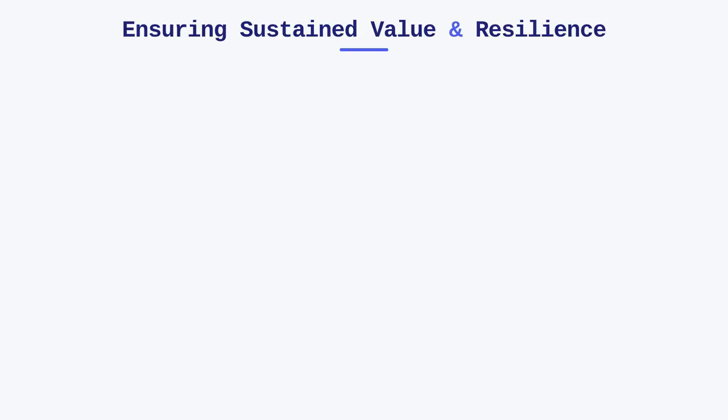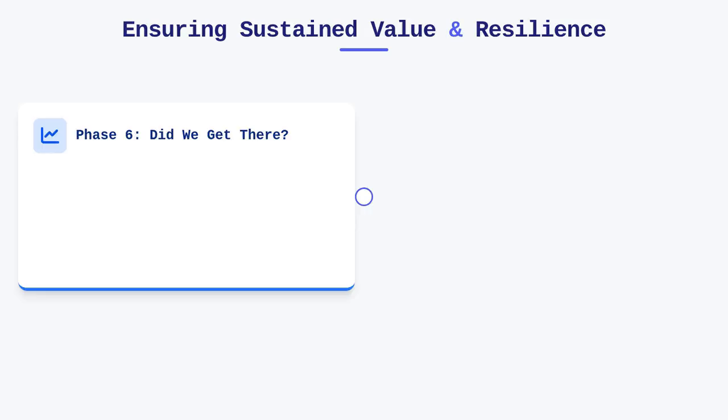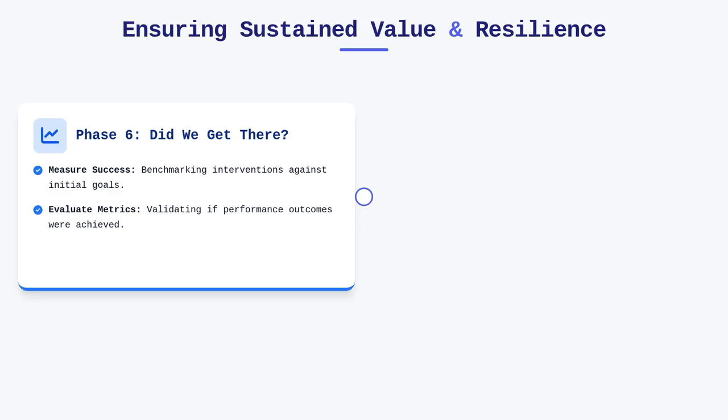The final 2 phases ensure that the implemented governance system delivers sustained value and remains resilient. Phase 6, or Did We Get There?, involves measuring the success of our interventions against the goals defined early in the process. We evaluate whether the changes made in the implementation phase have actually resulted in improved performance metrics and desired outcomes. If the metrics don't align with expectations, this phase provides the evidence needed to recalibrate our approach.